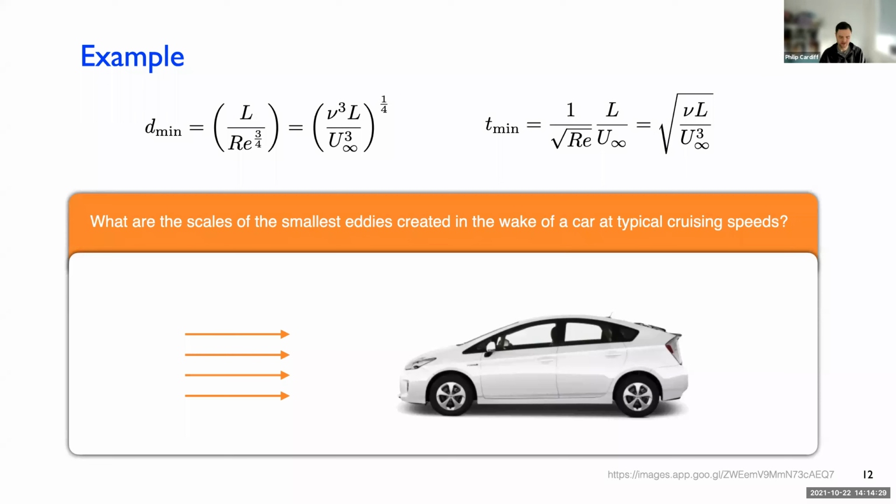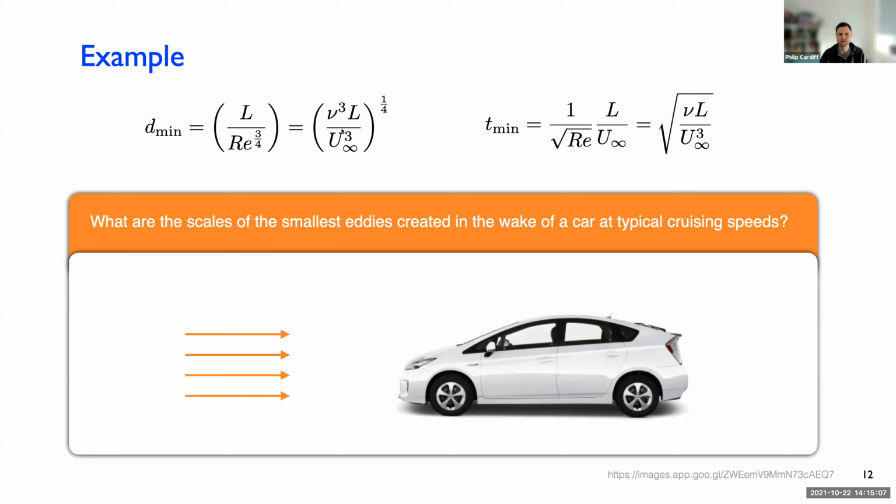Consider this example. I'll ask you to actually do this calculation. If you have a calculator or a calculator on your computer, hopefully you'll be able to estimate this. Consider a car traveling at a normal cruising speed, whatever that might be. What is the smallest eddy that will be generated in the air in the wake of this car? Try that and post it to everyone, or post it privately to me. I won't read out anyone's names if you post it privately. I just want to give you a minute or two to try this.